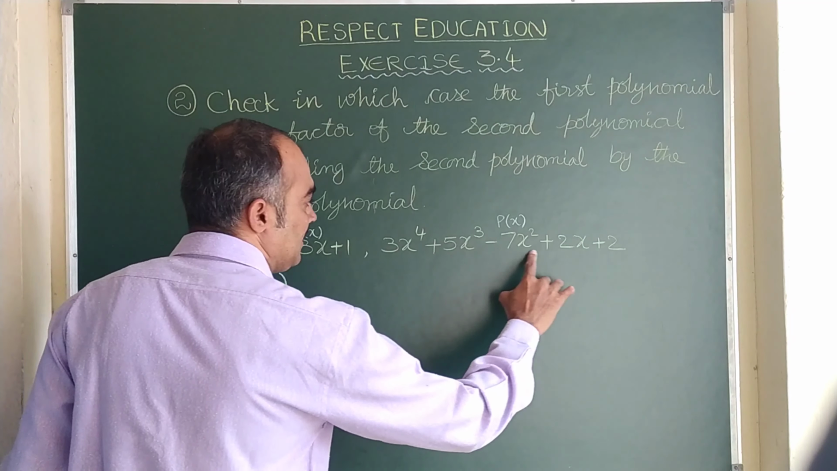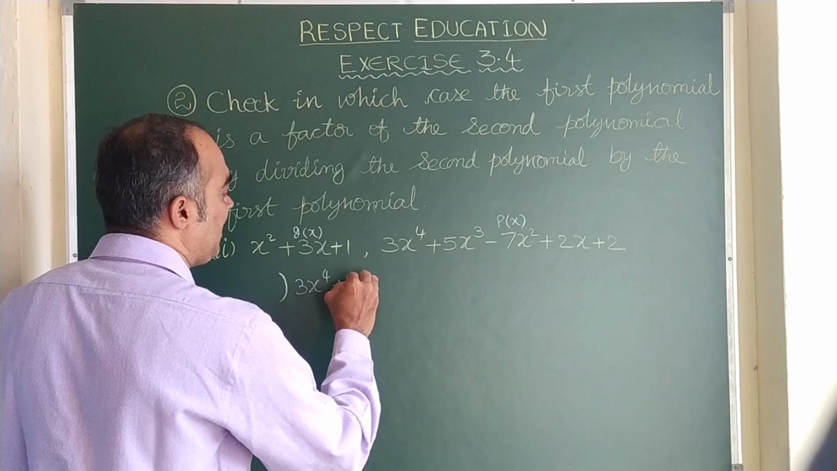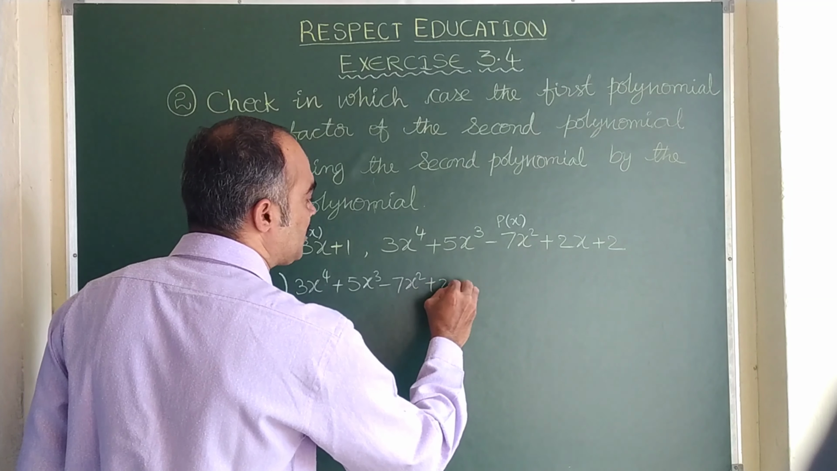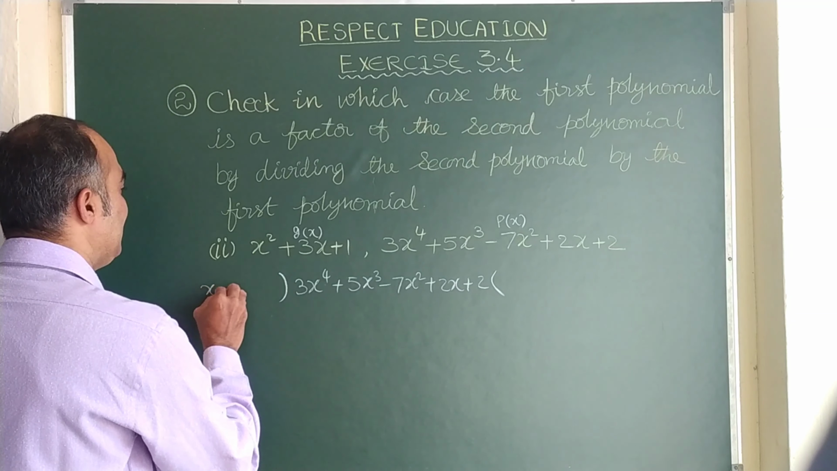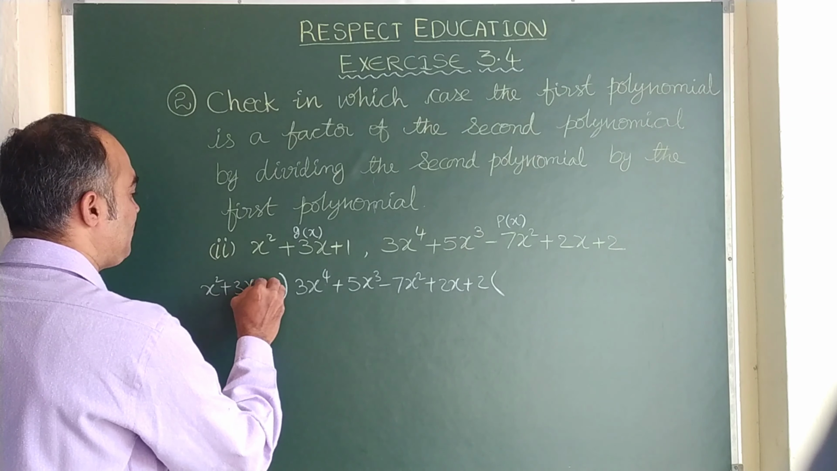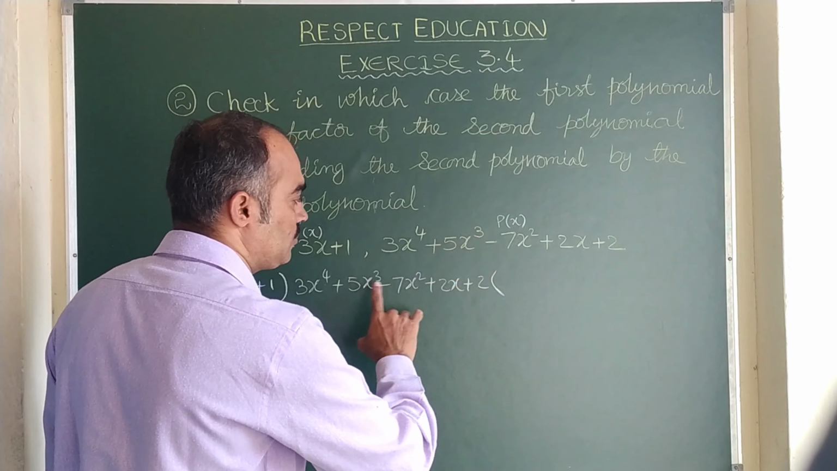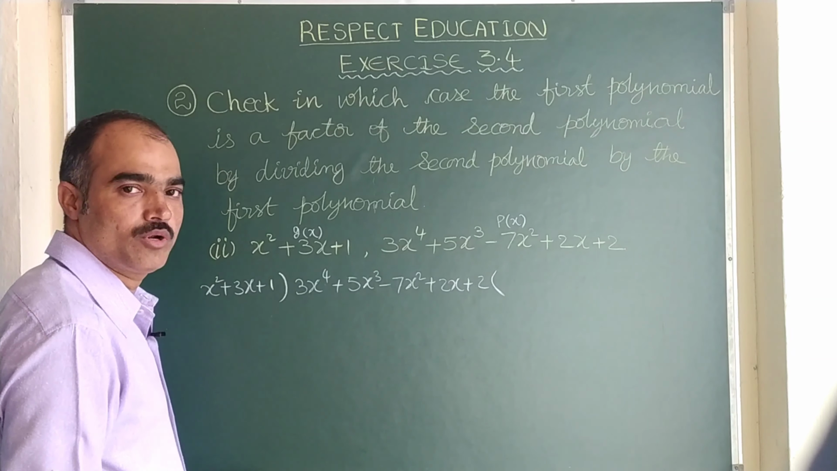Here this is the dividend, so I am writing in the middle 3x^4 + 5x^3 - 7x^2 + 2x + 2. Here we divide with x^2 + 3x + 1. Let us check the powers: 4, 3, 2, 1, 0. So it is in proper order. It is 2, 1, 0. It has also no problem.